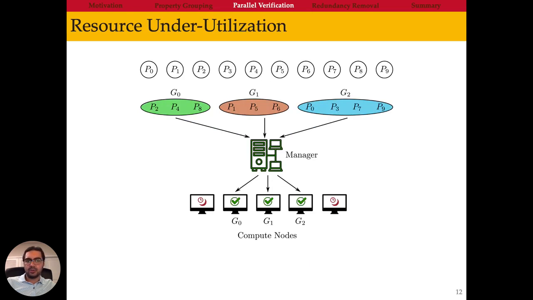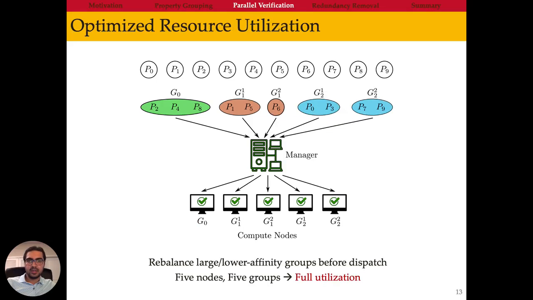Going back to our example with underutilized compute nodes, in which 2 out of the 5 compute nodes that were available were idle, the improved property grouping algorithm with rebalancing now has the ability to roll back groups G1 and G2 to smaller but higher affinity groups. Since now we have 5 groups to verify, the partition manager can distribute those 5 groups across the 5 available compute nodes, and then each node works on a separate group. This guarantees that we would have full utilization of available resources.